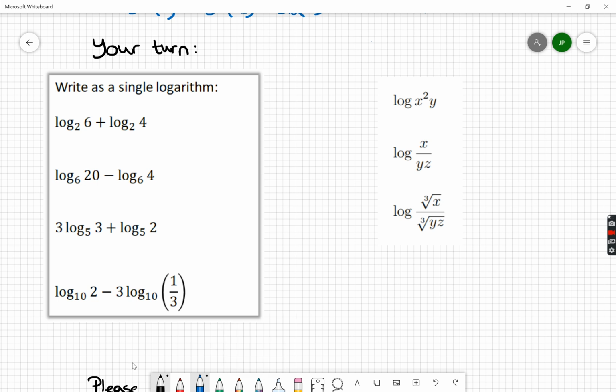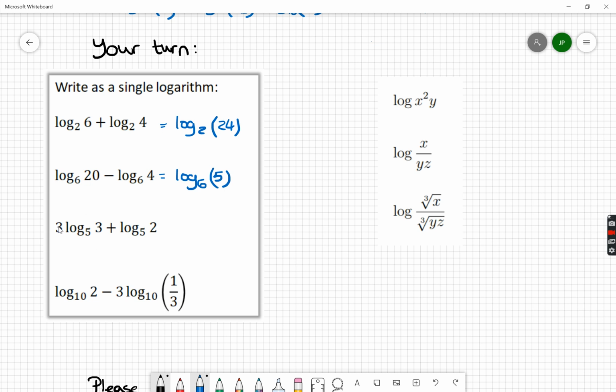So, log base 2 of 6 plus log base 2 of 4. Adding is multiplying, so that would be log base 2 of 6 times 4, so that should be log base 2 of 24. Next one, same base, so I'm happy. I'm subtracting, so the couple with subtract is divide, so I'll do log base 6 of 20 divided by 4 to give me 5.